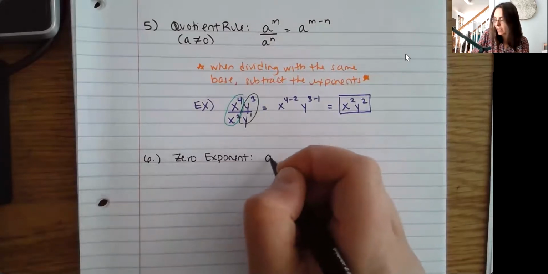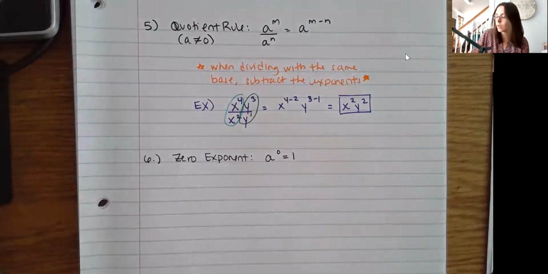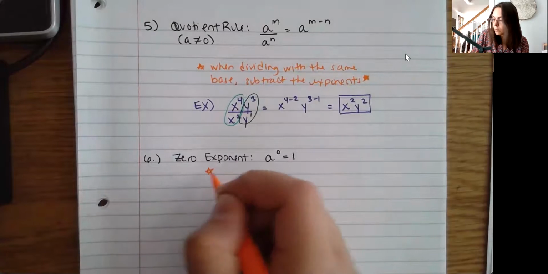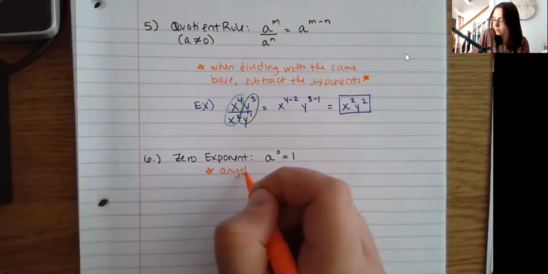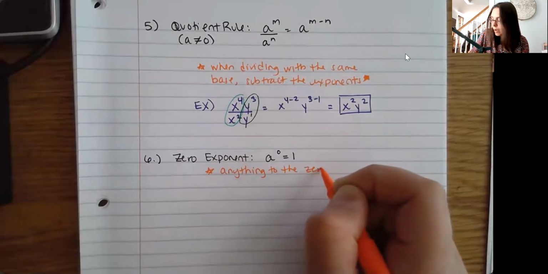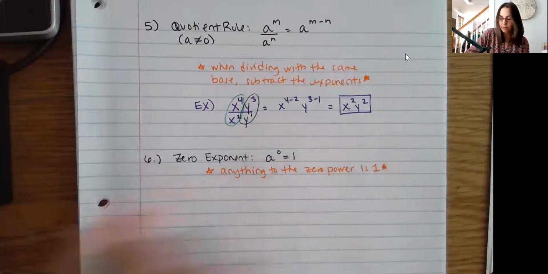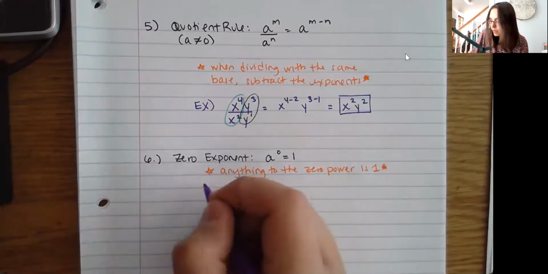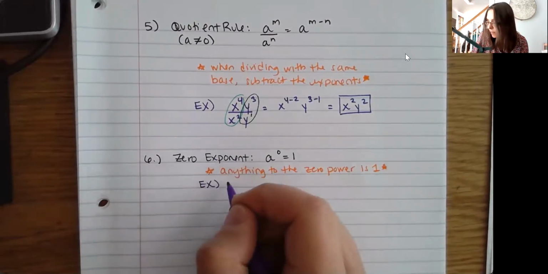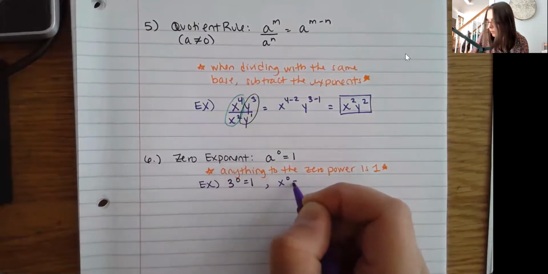Zero exponent says a to the 0 is equal to 1. So anything to the 0 power is 1. For example, something like 3 to the 0 equals 1, x to the 0 equals 1.